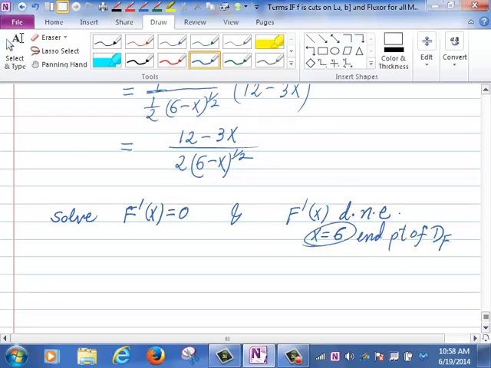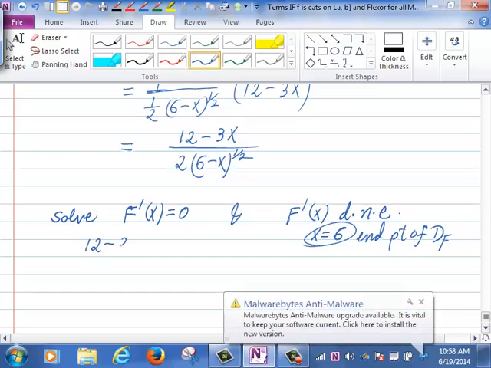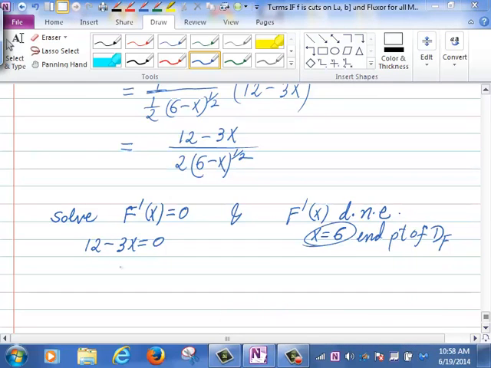If the derivative is 0, then what is true? Looking at the derivative fraction, that means the numerator needs to be 0, right? So 12 minus 3x would have to be 0, and so that tells me x is 4, right? X is 4, everybody? Okay.